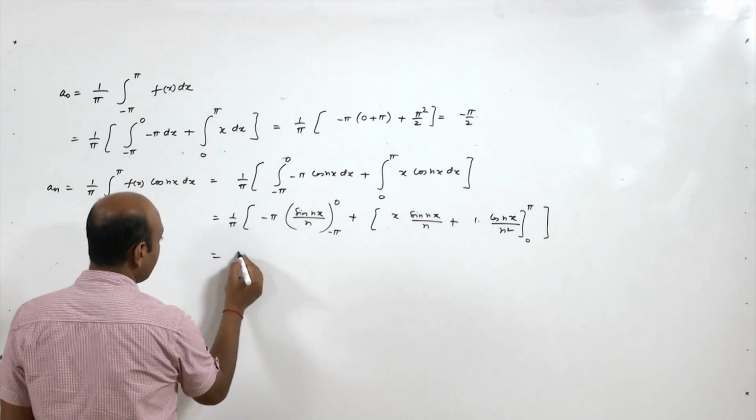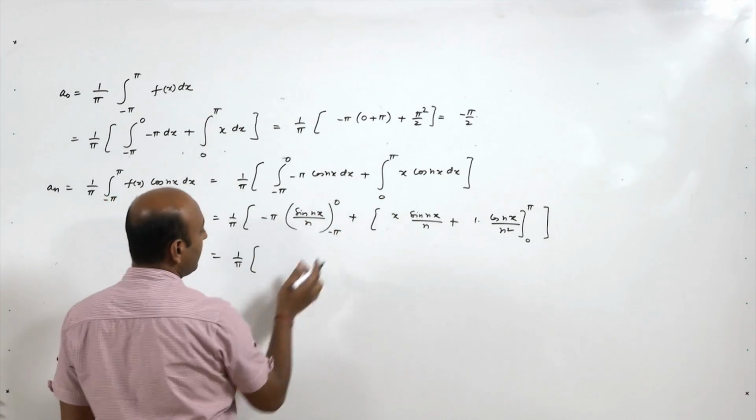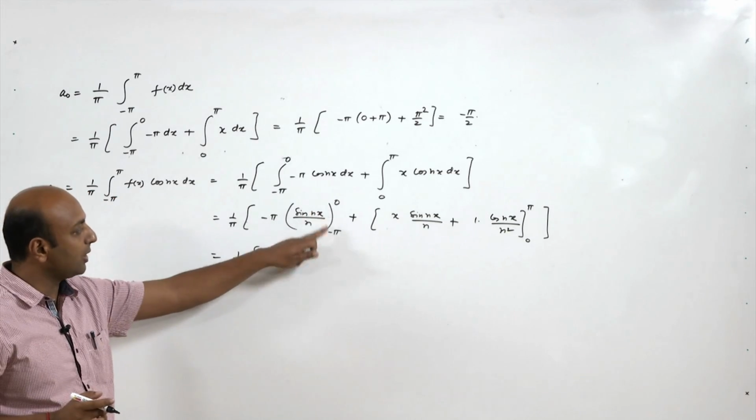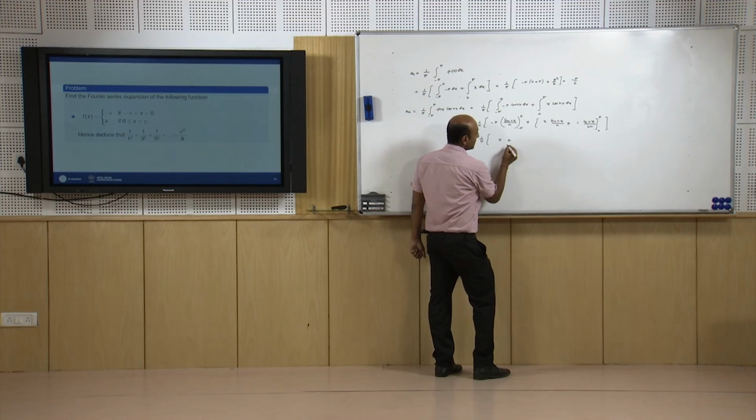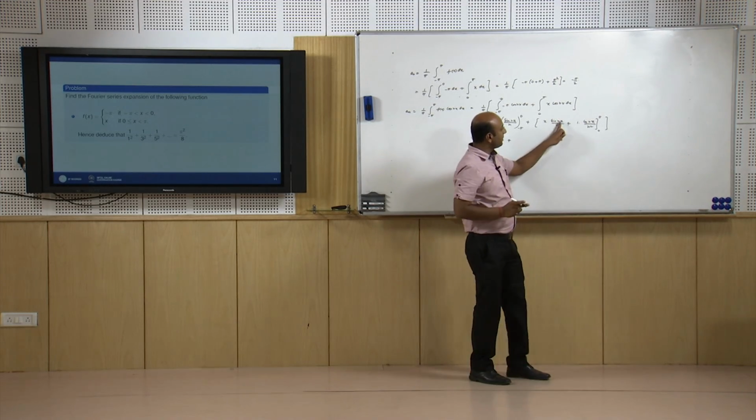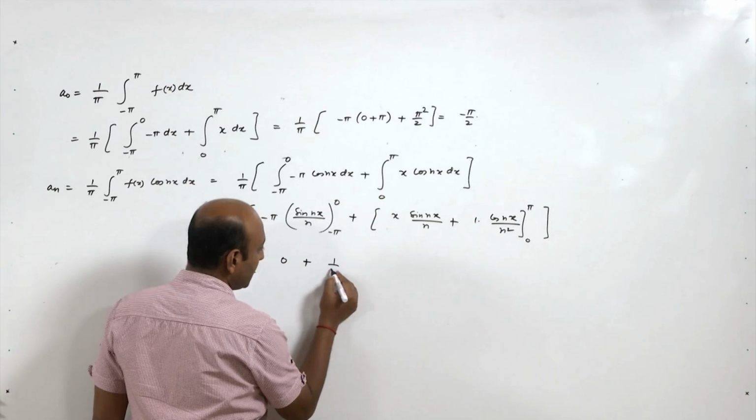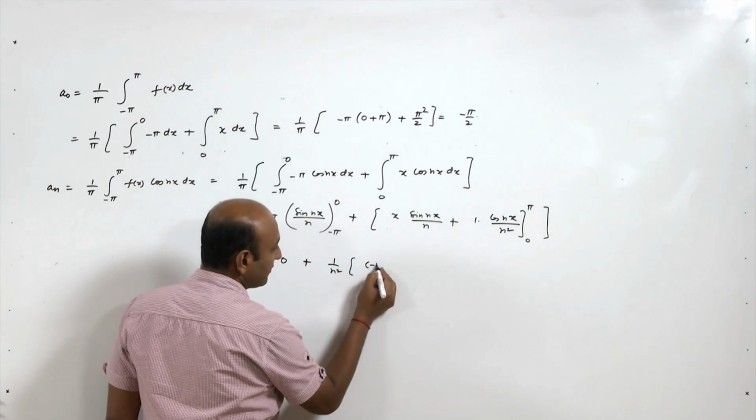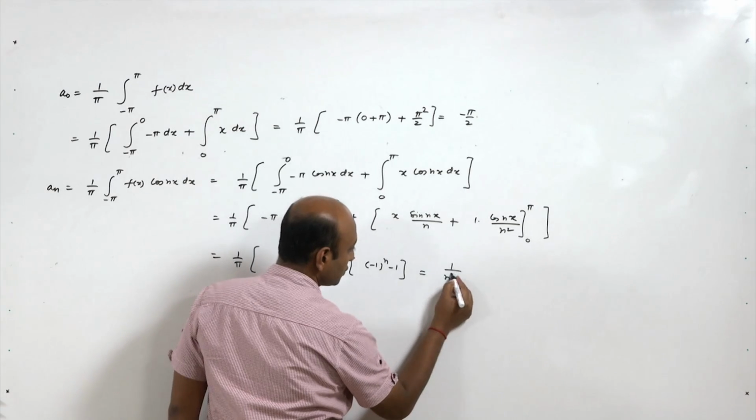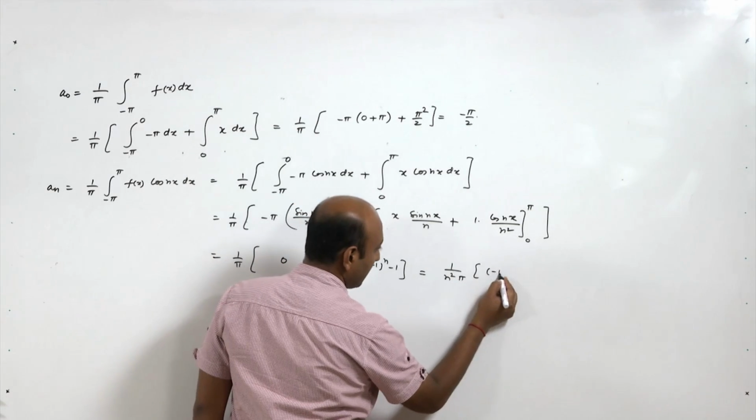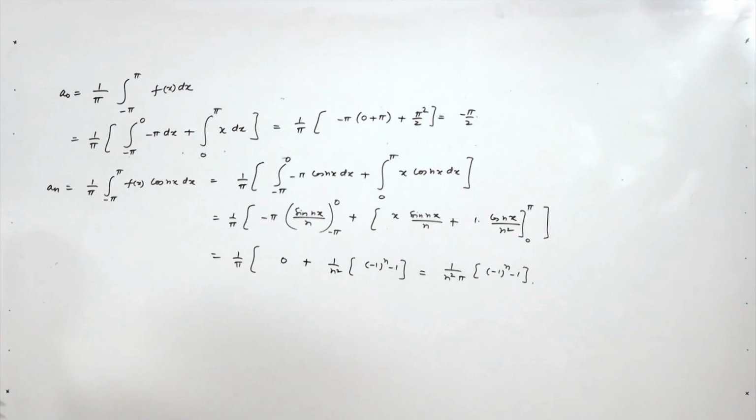So, it is nothing but 1 by pi, minus pi. Now, it is 0 when x is 0, it is 0 when x is pi, and it is 0 again when x is minus pi. So, this term is 0, and again this term when x is pi and 0, it is 0. Now, here it is 1 by n square times (minus 1 to the power n minus 1). This is nothing but 1 upon pi n square (minus 1 to the power n minus 1). So, this will be a n.